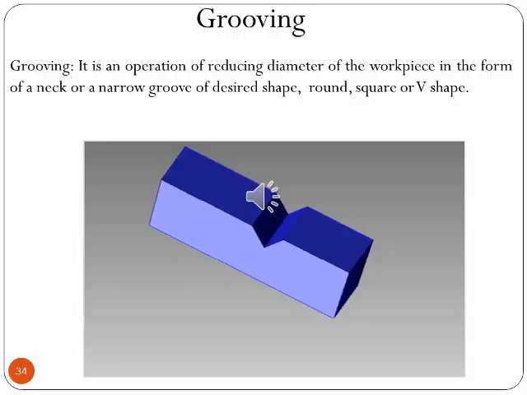The next operation is grooving. It is an operation of reducing the diameter of the workpiece in the form of a neck or a narrow groove of desired shape, either round, square or V shaped. So you can see the groove.